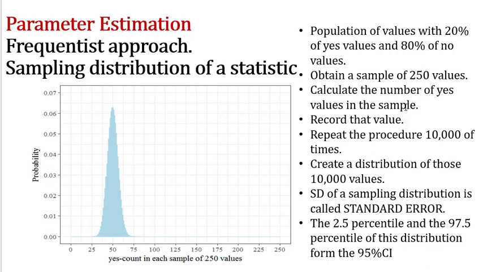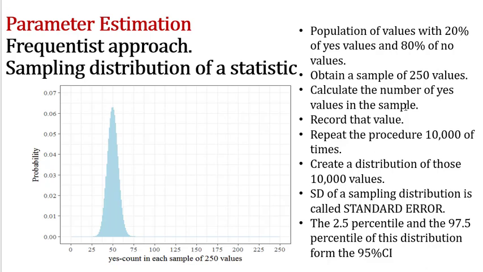We return those values to the population of 1 million values. We obtain a random sample of 250. We count how many yeses, and we record that number. We repeat this procedure thousands of times, let's say 10,000 times. Now we've got 10,000 yes count values. With these 10,000 values, we can use them as scores and generate a distribution. So we can generate a histogram.